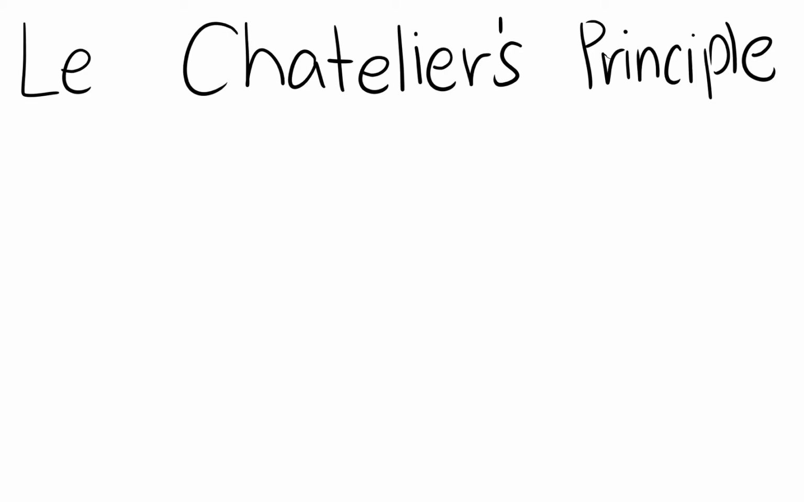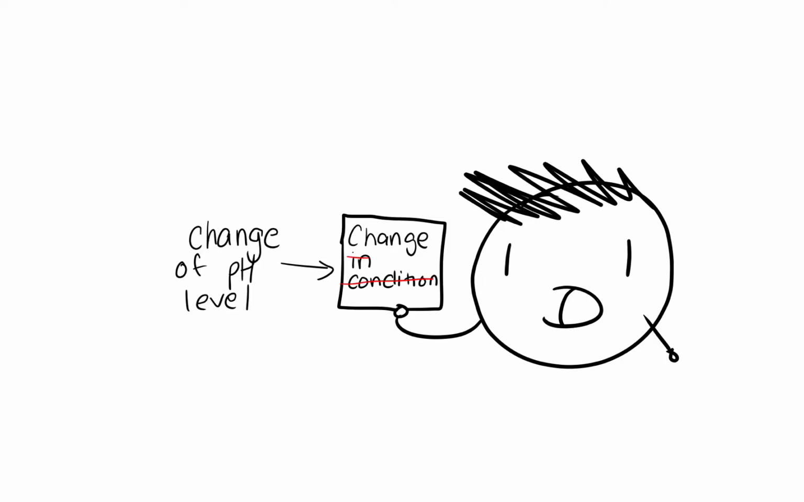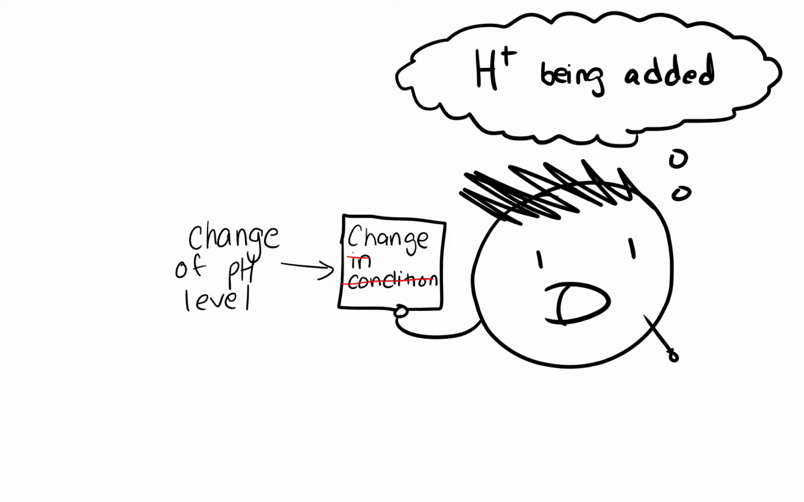Now, what happens after this is all due to Le Chatelier's principle, which states that if a dynamic equilibrium is disturbed by changing the conditions, the position of equilibrium shifts to counteract the change to establish the equilibrium. Now, in this case, the change in condition is a change of pH level within the mouth caused by the consumption of acidic drinks. If we refer back to what happened when the pH of the environment goes down, we can safely infer that hydrogen ions are being added.